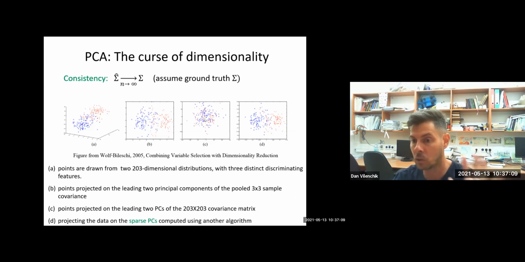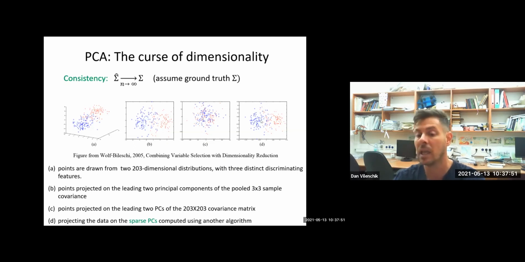We just see the 200 IID, identically distributed, dimensions take over, and those 3 separating dimensions are gone. We don't see them. Here we see PCA on the pooled 3x3 covariance matrix. Now, of course, the leading 2 PCs reflect this separation. So this picture here is in correspondence with the ground truth, with the 3 important features. Let's say that the signal lies in those 3 features. So this is in line with the signal. This is not in line with the signal. This is in line with the noise.